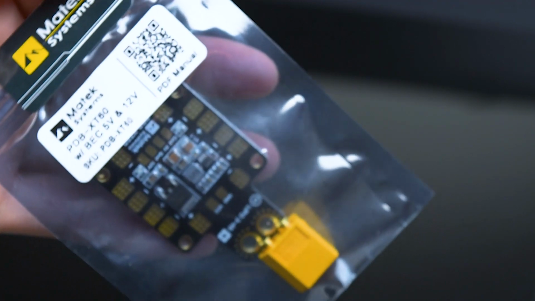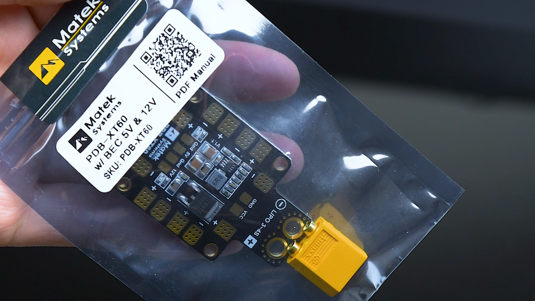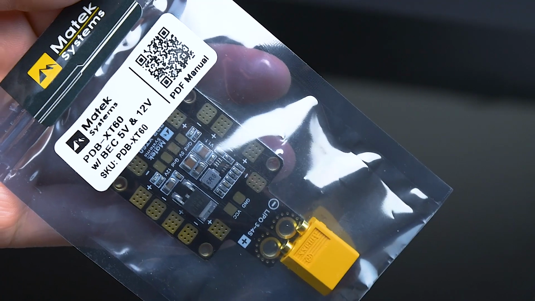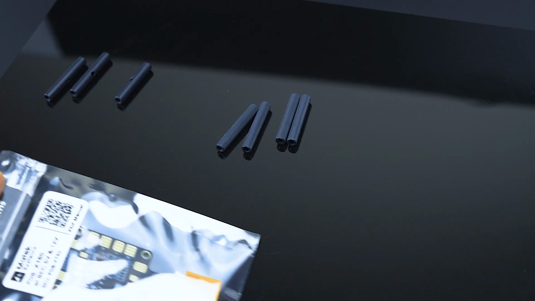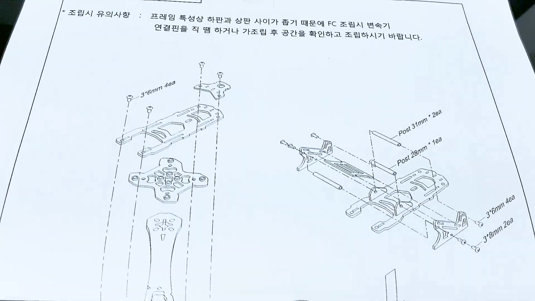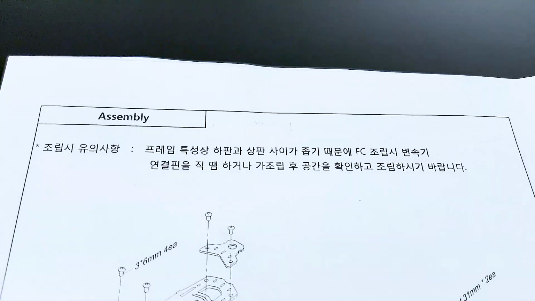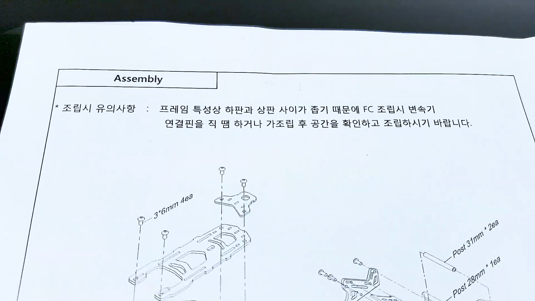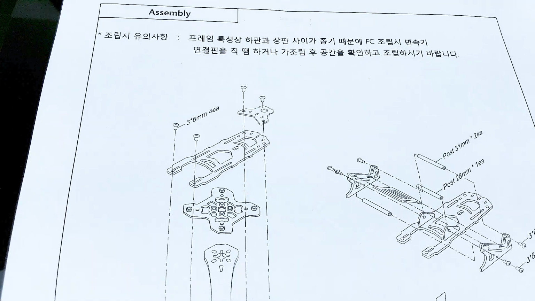The frame kit also includes a very high quality Martech PDB. It's very solid and you can't go wrong with Martech. It's a very reliable brand. They also give you a parts list and a diagram to help you with your build.